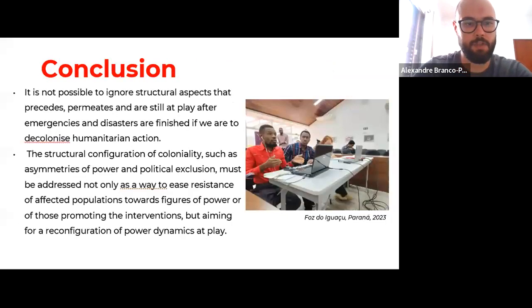Next slide, please. So to conclude and agreeing with Paola, it is not possible to ignore structural aspects that precede, permeate, and are still at play after emergencies and disasters are finished if we are to decolonize humanitarian action. That way, these interventions must not consider themselves as neutral to disengage from political context and socially and culturally determined structure. The structural configuration of coloniality, such as the asymmetries of power and political exclusion, must be addressed not only as a way to ease resistance of affected populations towards figures of power or towards those promoting these interventions, but aiming for a reconfiguration of the power dynamics at play.